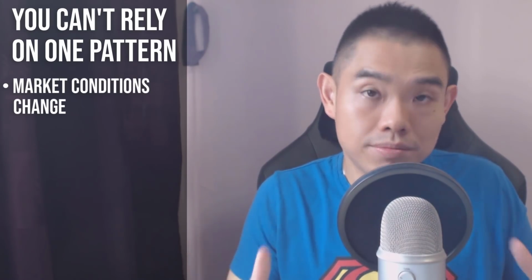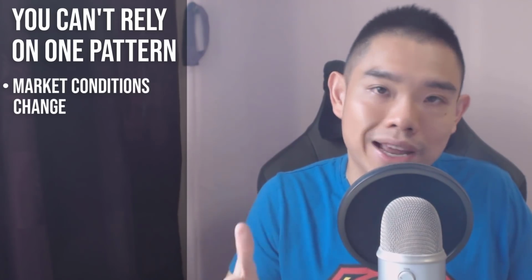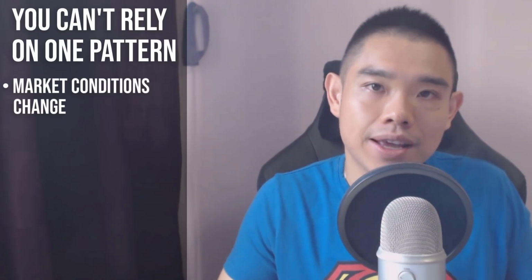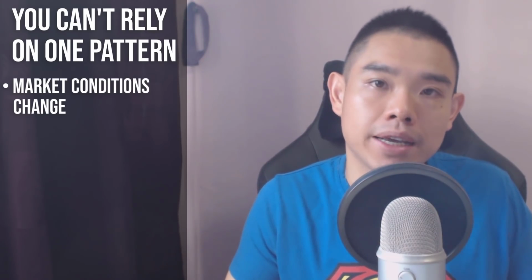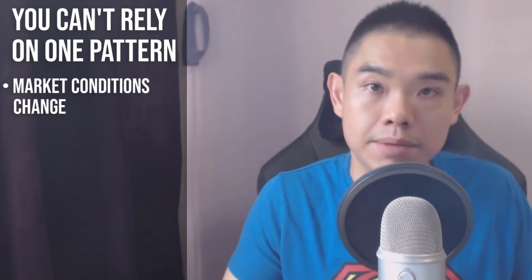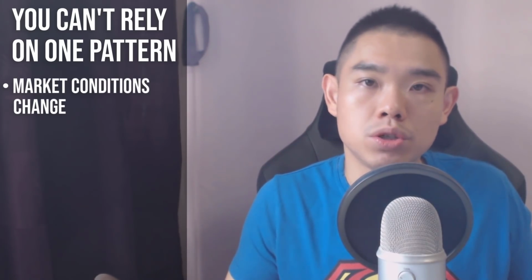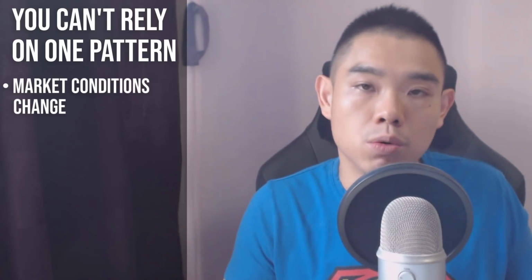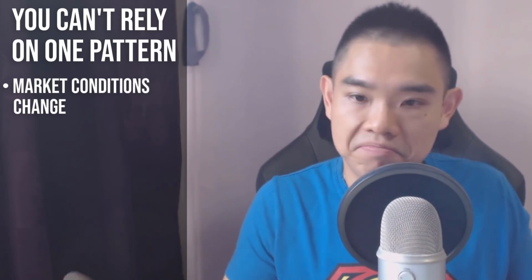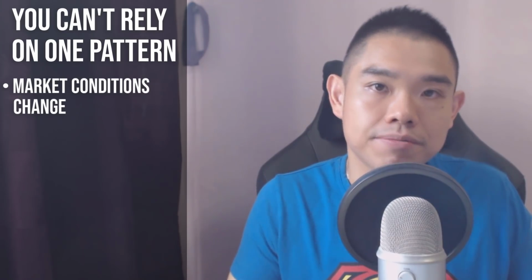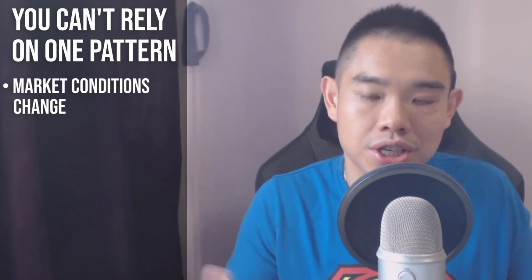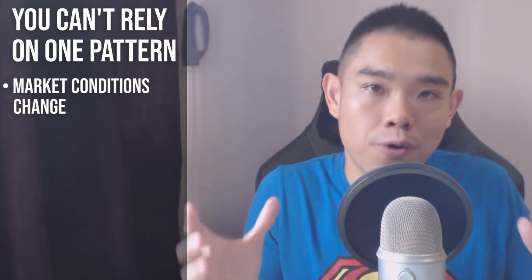Okay, so that is the truth. Number one is that you can't just rely on one pattern, one strategy to trade the markets. You've got to adapt as market conditions change. For example, if the market is in an uptrend, you look to buy the dips, you look to buy breakouts. If the market goes into a high volatility environment, you can look to fade the highs, fade the lows. If the market goes into a downtrend, you can look to sell the rallies and stuff like that. You have to adapt accordingly as market conditions change. You can't just force that one pattern to scalp the market. It doesn't work that way.